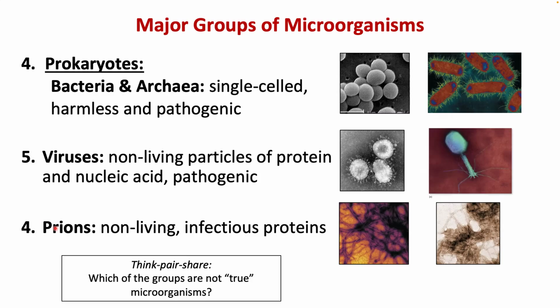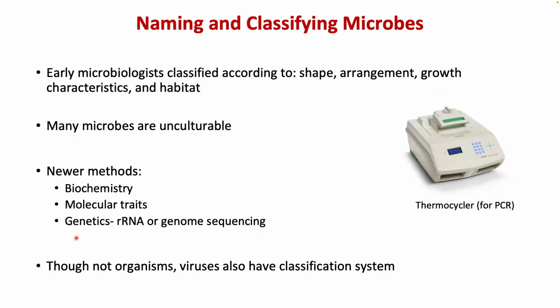And here, I want us to do just a quick brain test. Think of it very carefully. Which of these groups are not true microorganisms? Which of these groups, bacteria, archaea, viruses, prions, are not actually microorganisms? The answer is viruses and prions. And in the next slide, we'll talk about why they are not actual microorganisms.